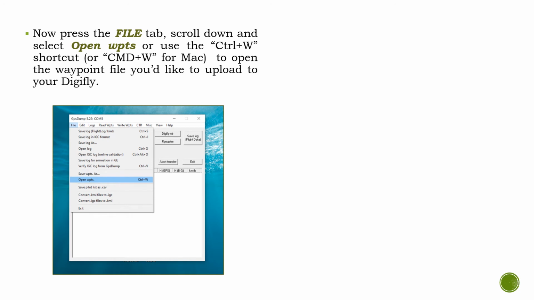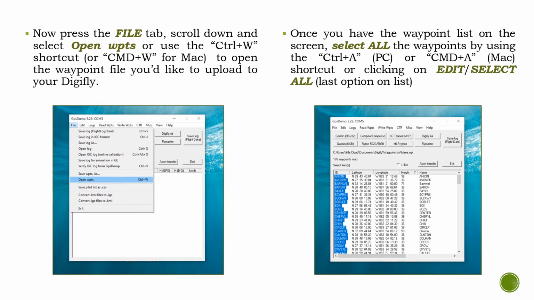Now press the File tab and scroll down until you see Open Waypoints and click on it. You can also do this by using shortcuts, Ctrl W on a PC or CMD W for Mac users. This will allow you to browse to the location of the waypoint file. Click OK at the end in order to have the waypoints listed on GPSDmp.